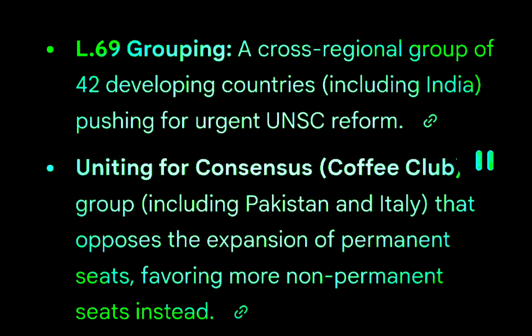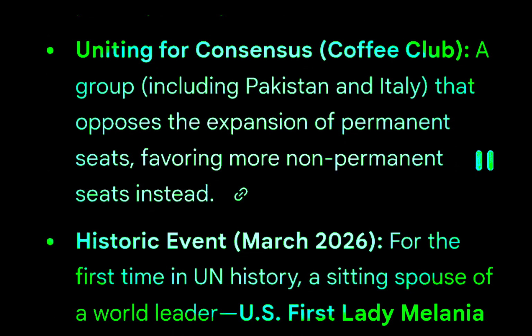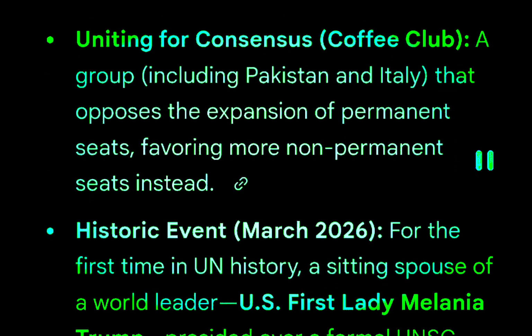L.69 grouping: a cross-regional group of 42 developing countries, including India, pushing for urgent UNSC reform. Uniting for Consensus, the Coffee Club: a group, including Pakistan and Italy, that opposes the expansion of permanent seats, favoring more non-permanent seats instead.